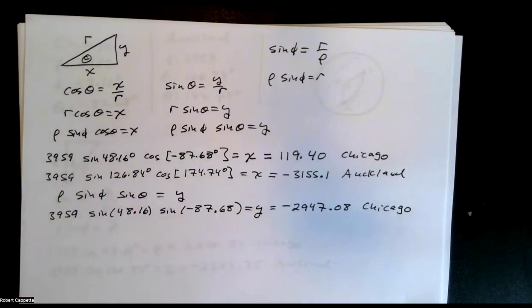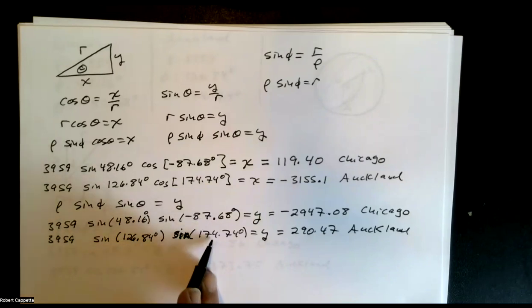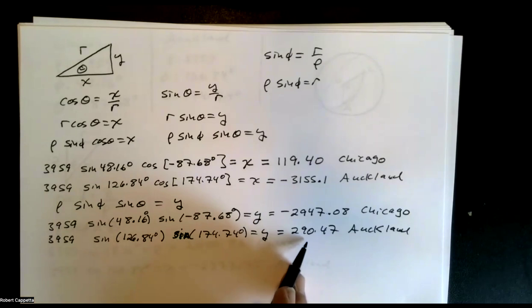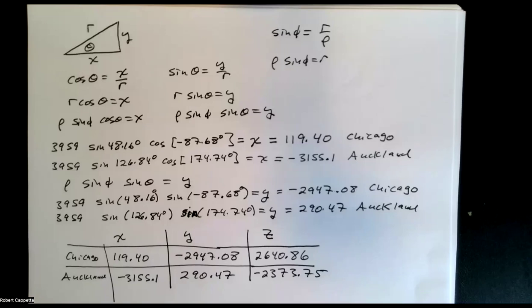Now let's do the same thing for Auckland. Again, there's the rule, rho sine phi sine theta, rho sine phi sine 126.84 sine of theta, sine of 174.74, and we get 290.47 for Auckland. So now we have X, Y, and Z for both Chicago and Auckland. So let's take a look at that. And those are the values in a table.